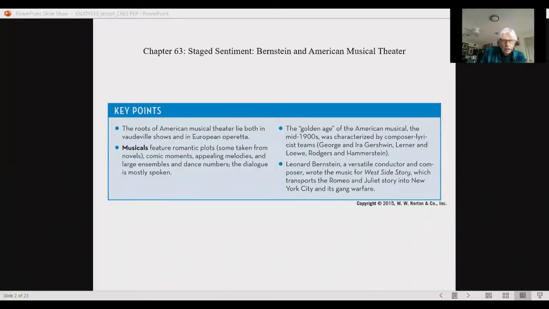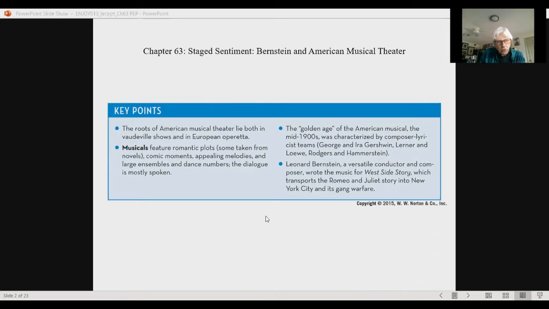The topic is Leonard Bernstein, American composer and American musical theater. I'm going to open the PowerPoint. The roots of American musical theater lie both in vaudeville shows and in European opera.